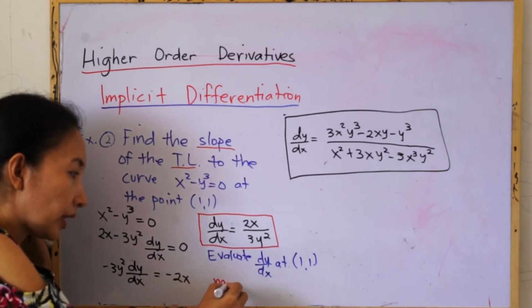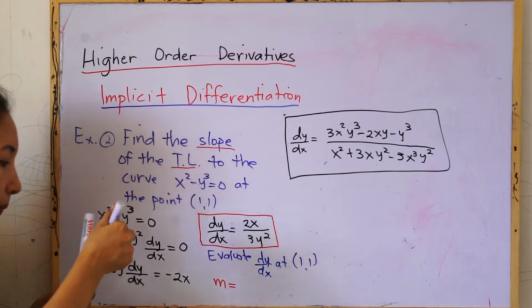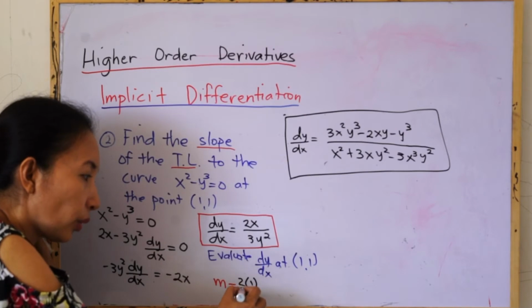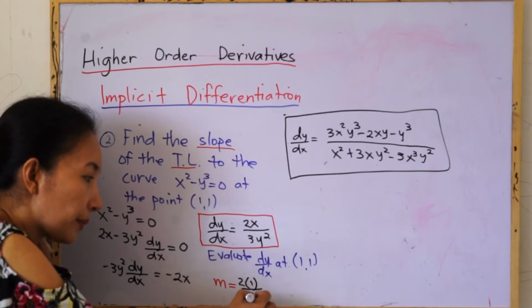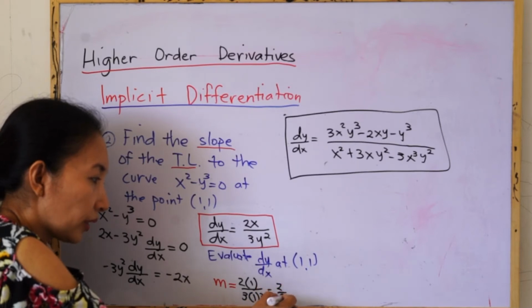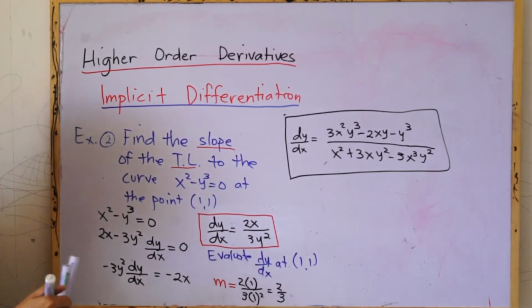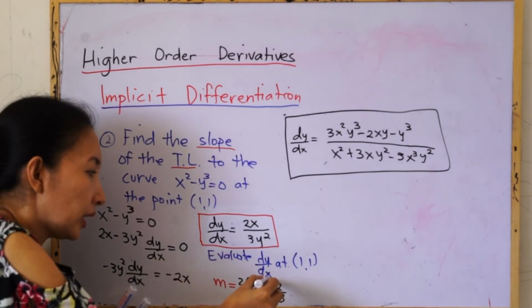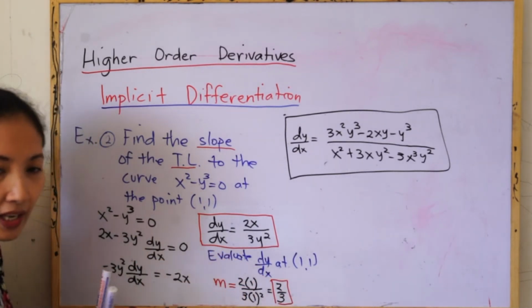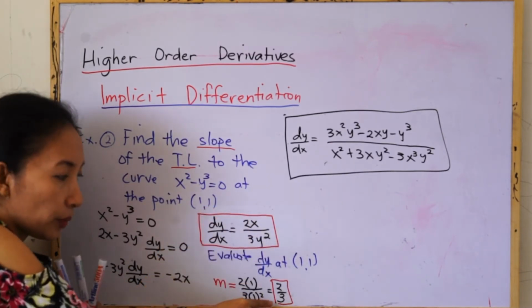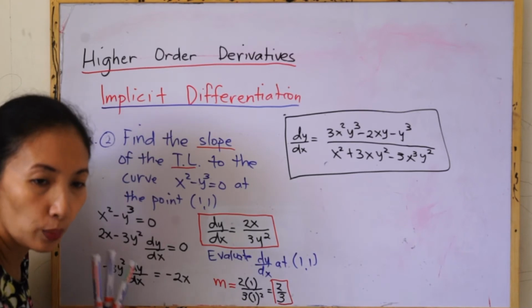So the slope of the tangent line, therefore, will be 2 times 1 over 3 times 1 squared, which is equal to 2 over 3. So the required slope is 2 over 3. Now, we can further look for the equation of the tangent line. Because we have a point on the line and the slope of the line, the point-slope form.